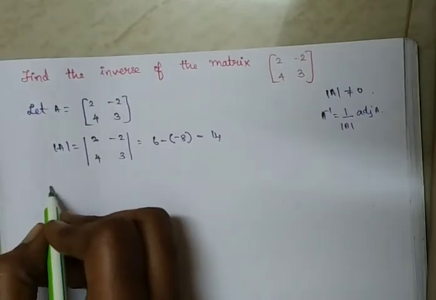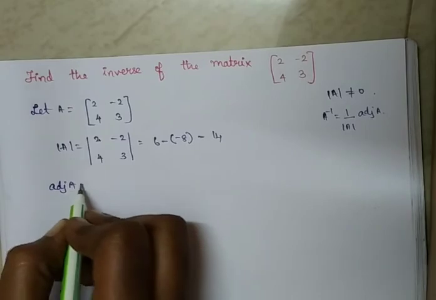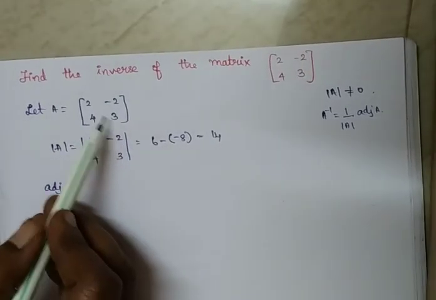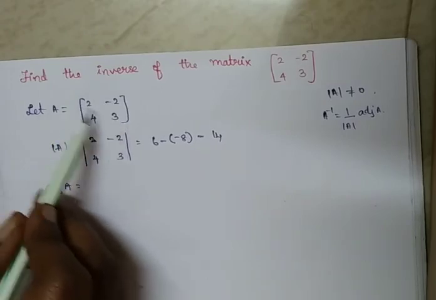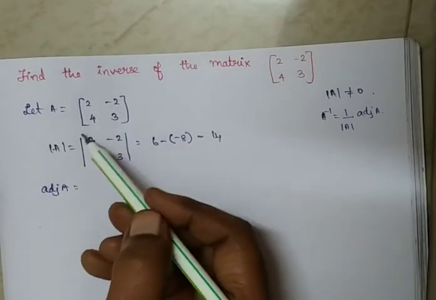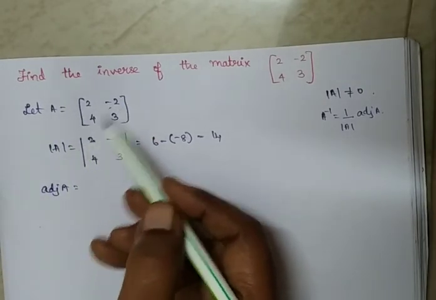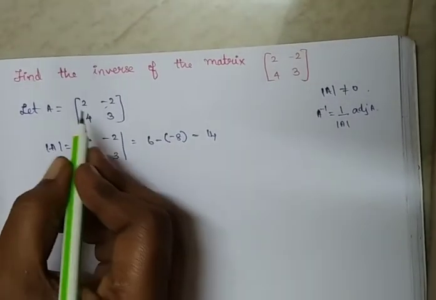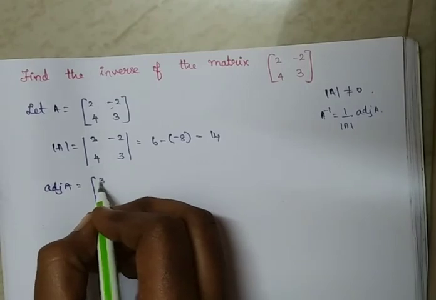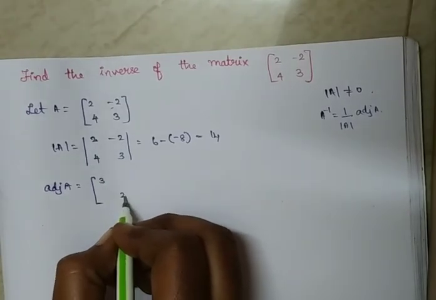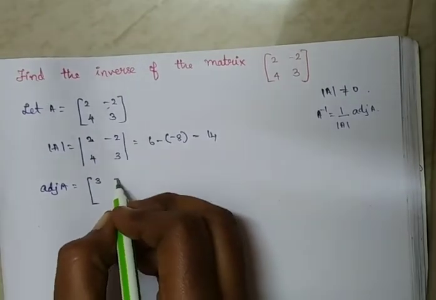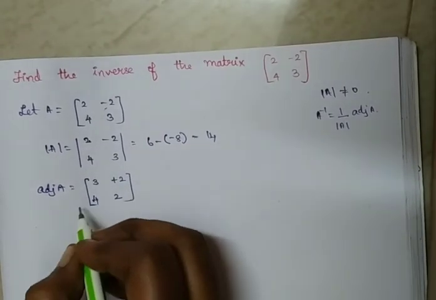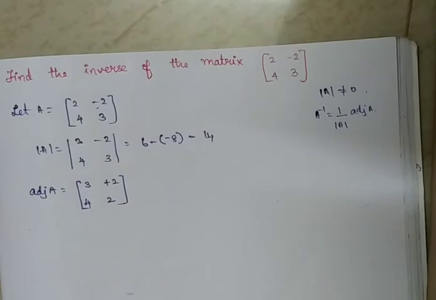Now let us find the adjoint A. Adjoint A for the 2 cross 2 matrix is just interchanging the leading diagonal values, and on this side we have to change the sign. So leading diagonal interchanges, so this is 2 and 3 and 2 here. Now in this place we have to change the sign here. So this is the adjoint matrix.